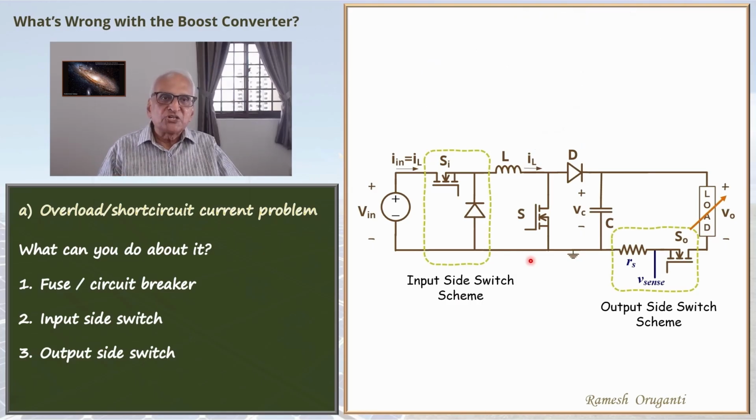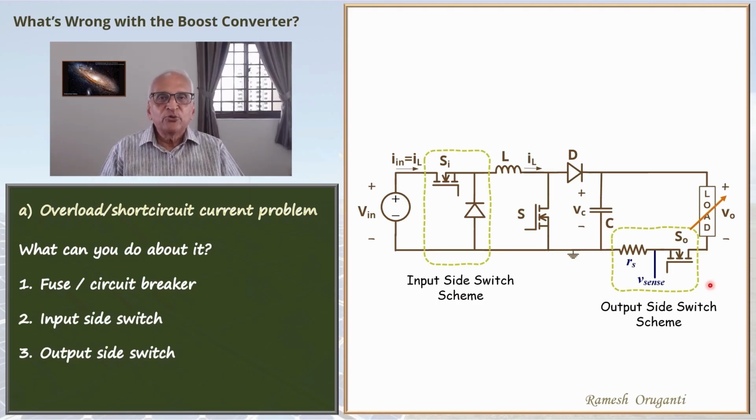During normal operation, switch SI is left on all the time in the first scheme, and in the second scheme, during normal operation, switch S0 is left on. So there will be some conduction loss in both the schemes. In the first scheme, the current is a bit higher, that is the input DC current. In the second scheme, the current will be a bit lower, it is the output DC current. But in both the schemes, there will be conduction power loss under normal operating conditions.